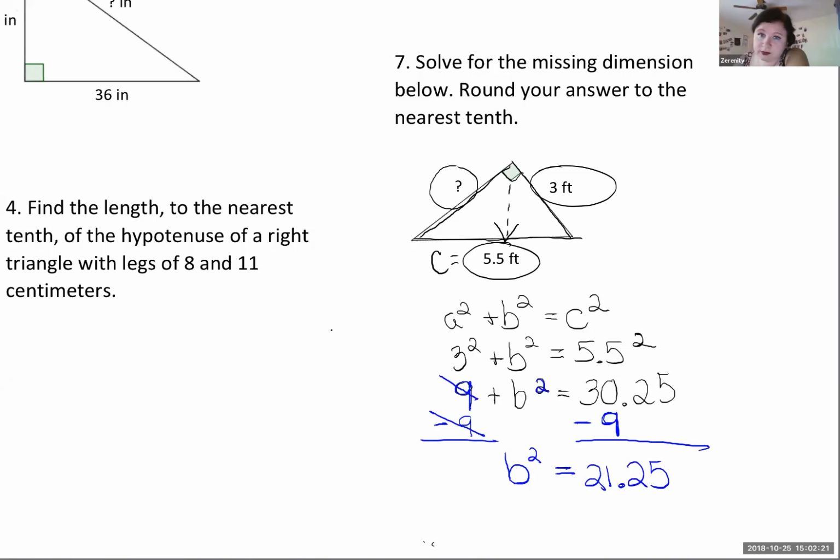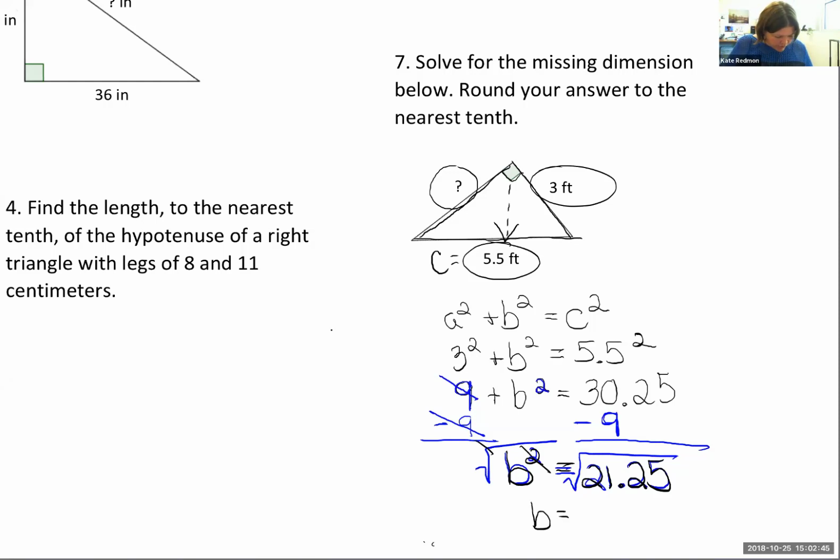Now we're almost done. B is almost alone, but I have to get rid of a square. So in order to get rid of a square, we do the opposite of squaring. Square root. Exactly. I'll take the square root. Again, I'll do it to both sides because I have to keep my balance when I'm solving. Square and square root cancel, so b is alone.